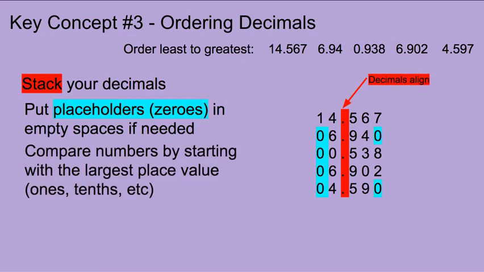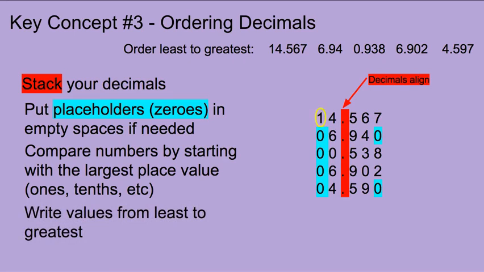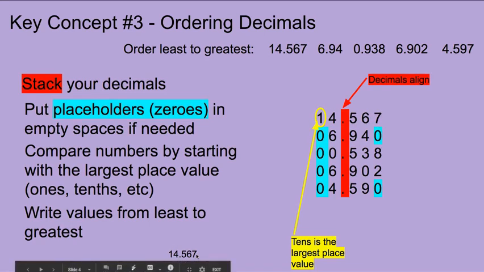Now, we're going to compare numbers starting with the largest place value. So ones, tenths, whatever one is my largest place value. So in this case, my largest place value is the tens place. So if I look, 14, all the rest are 0. This is a 1. So I know that this number here is my largest number. So I'm kind of going backwards. So I'm going to write it to the far right-hand side. Now, I'm finished with that number, so I'm going to cross it out. That way I know I'm done.